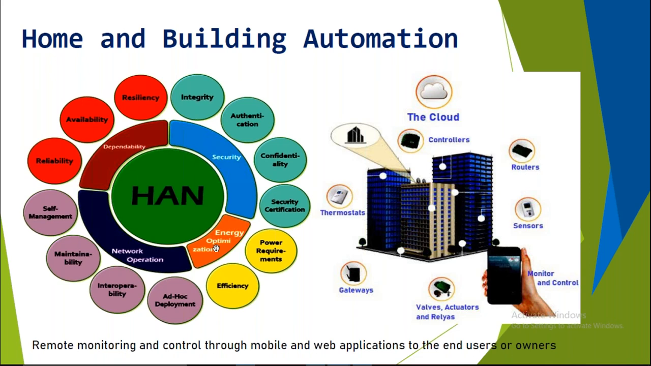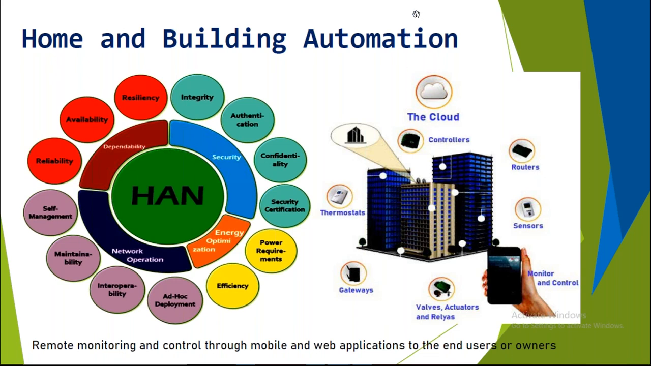So home area network, network operation, energy optimization, dependability, security, all these things. Remote monitoring and control through mobile and web applications for the end users is one. Then dependability, network operation, interoperability, maintainability, self-management, self-adaptation, adaptive deployment, then efficiency, and power requirements will be known. Then security certifications, confidentiality, identification, integrity. So all together this is home and building automation.